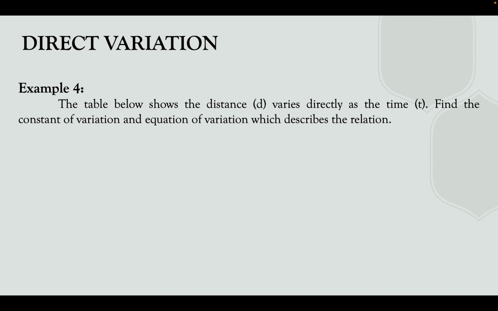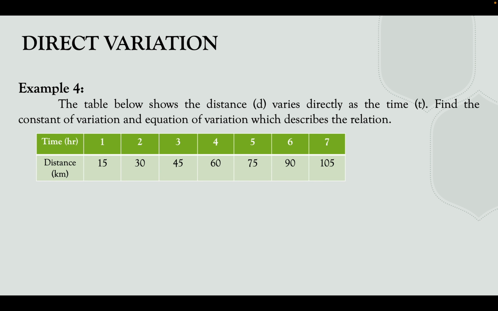Example number 4. The table below shows the distance varies directly as time. Find the constant of variation and equation of variation which describes the relation. We have here the table: the time in hours, 1 hour, 2 hours, 3 hours, 4 hours, 5 hours, 6 hours, 7 hours. And the distance, we have 15 kilometers, 30 kilometers, 45 kilometers, 60 kilometers, 75 kilometers, 90 kilometers, and 105 kilometers.